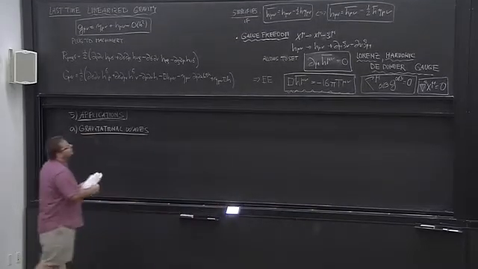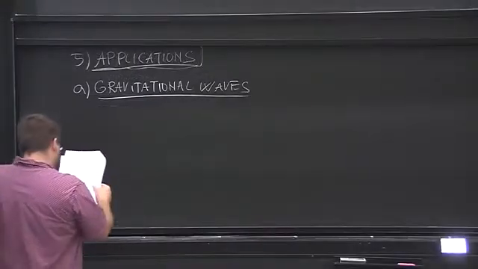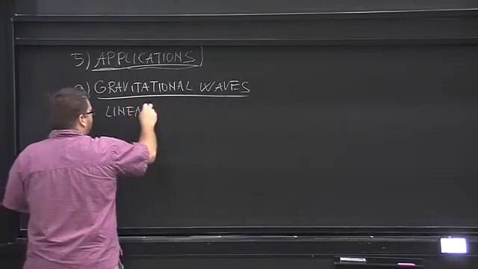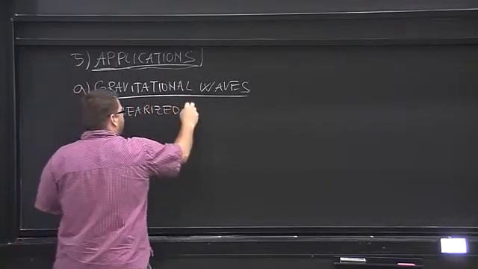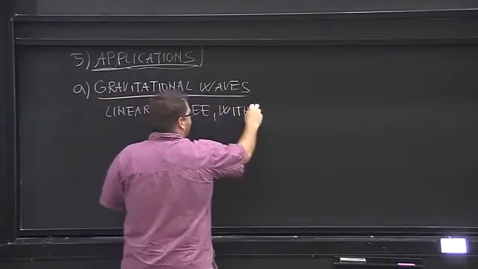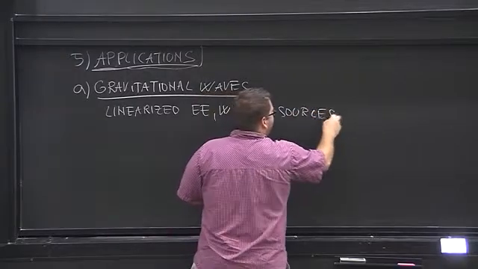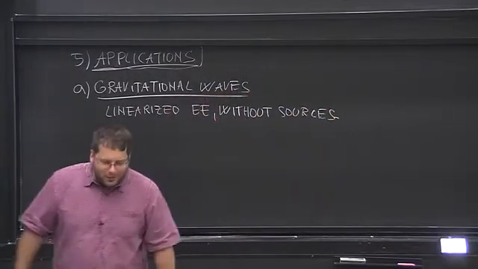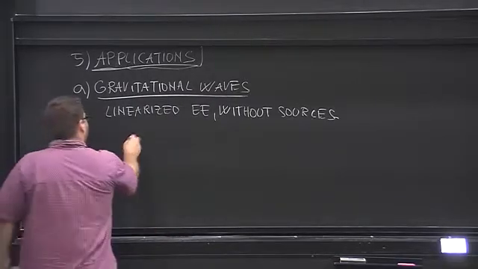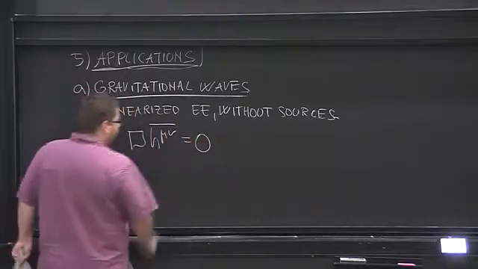All right. So now we look at the linearized Einstein equation, and then without sources. Of course, gravitational waves will also exist with sources, but I can set the sources to 0. So you have box on h mu nu bar equals to 0.